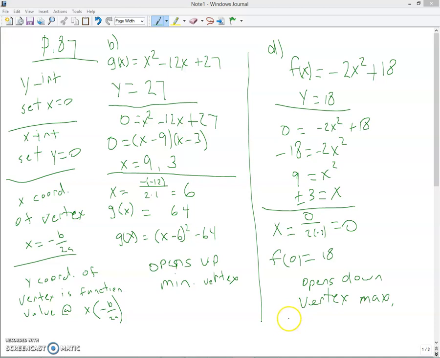We actually left one thing off of this. The vertex form for this function is f of x equals, we keep the negative 2, whatever the coefficient is in front, times x minus 0 squared plus 18. So it's really the same function that we started with up at the top.